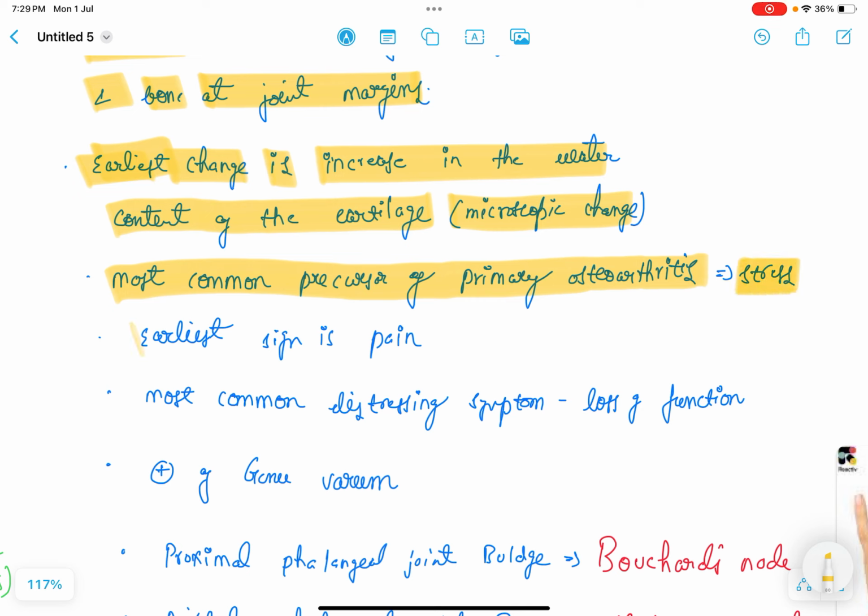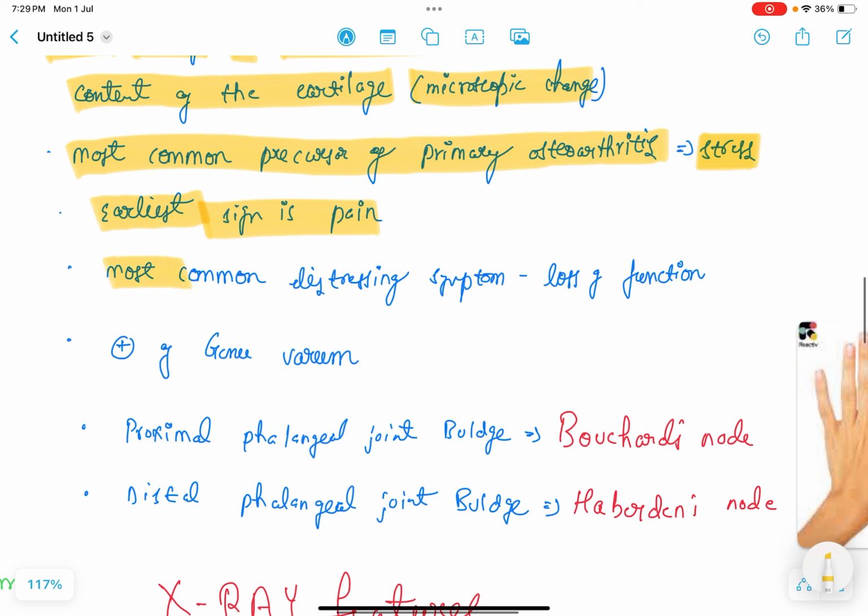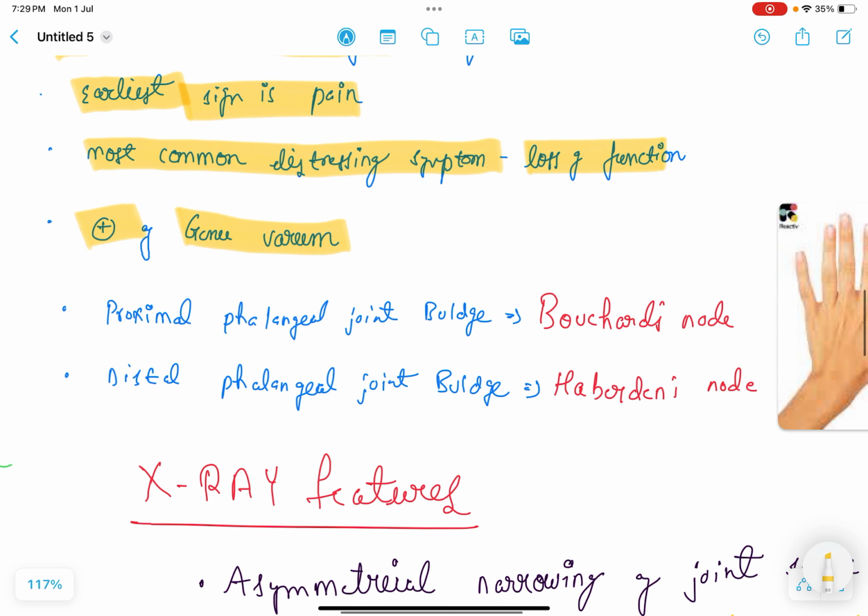The first sign, the earliest sign, is pain. The most common distressing symptom is the loss of function. There is presence of genu varum. Proximal interphalangeal joint bulge is seen and it is called Bouchard's node. And the distal interphalangeal joint bulge, it is known as Heberden's node.